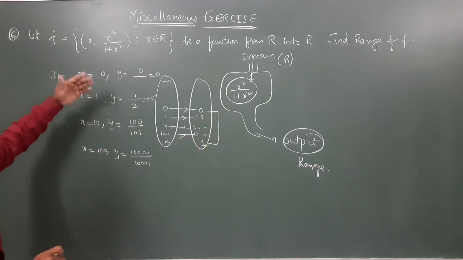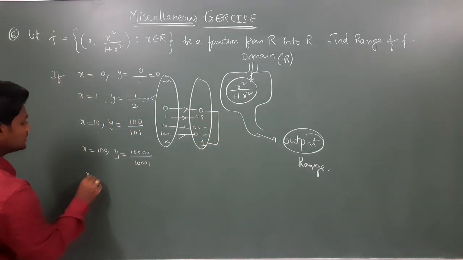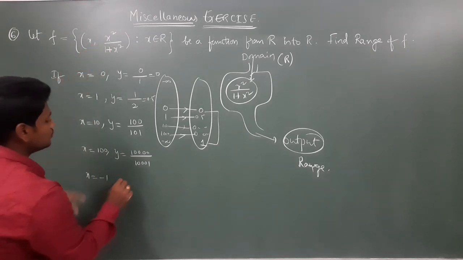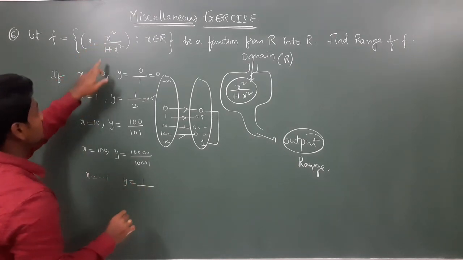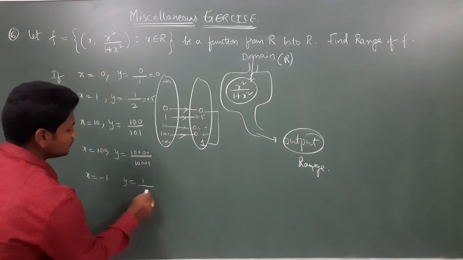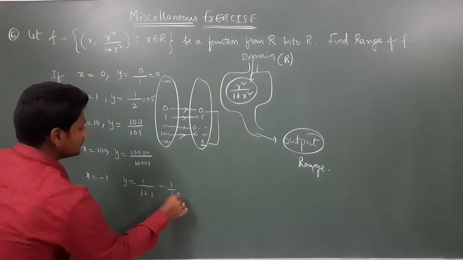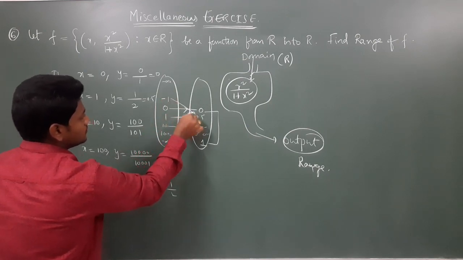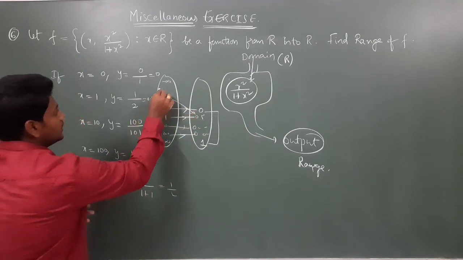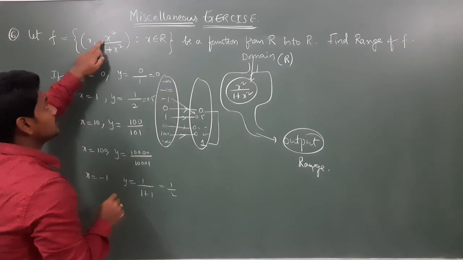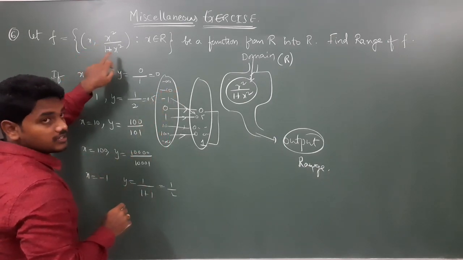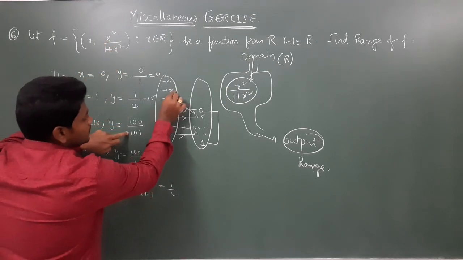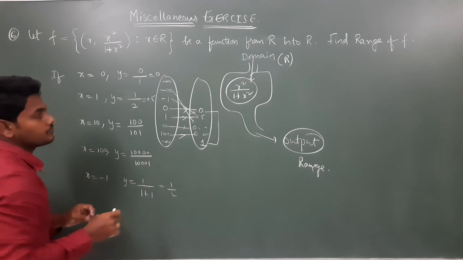Let us check negative values. If you take x equal to minus 1, this is a whole square now. Minus 1 whole square is 1, divided by 1 plus minus 1 whole square, which is also 1. So 1 by 1 plus 1, which is equal to 1/2. So for minus 1 also we are getting 0.5. Again, if you take minus 10 whole square, 100, over 1 plus minus 10 whole square, 100, that is 100/101. So for this also we are getting the same values.